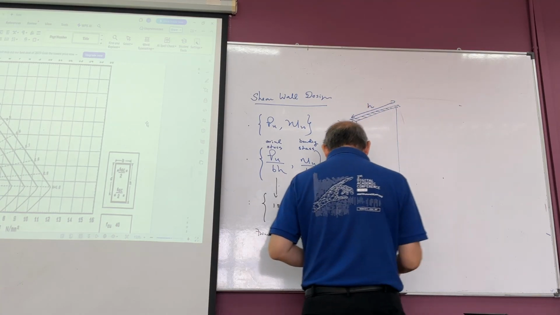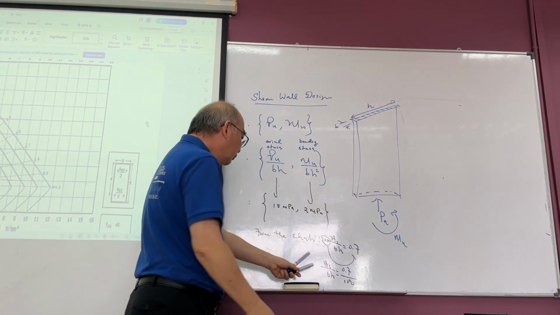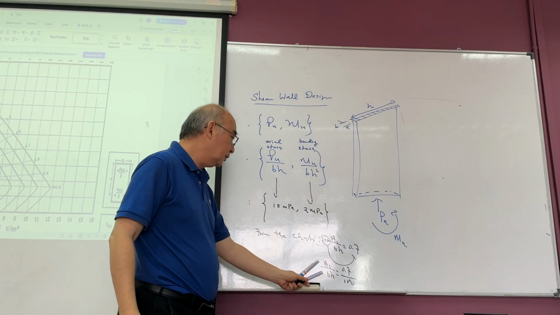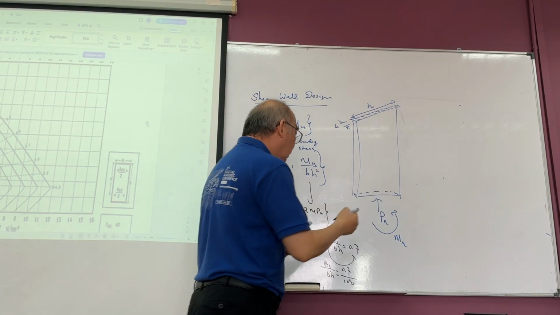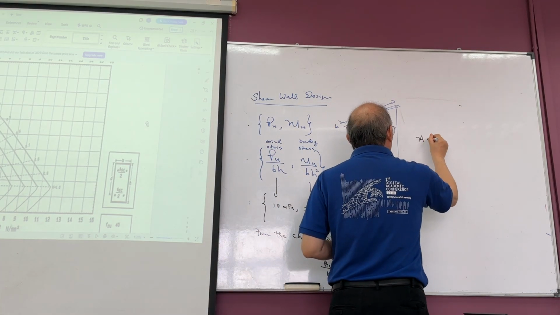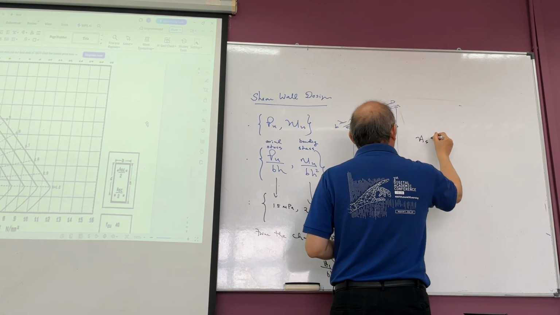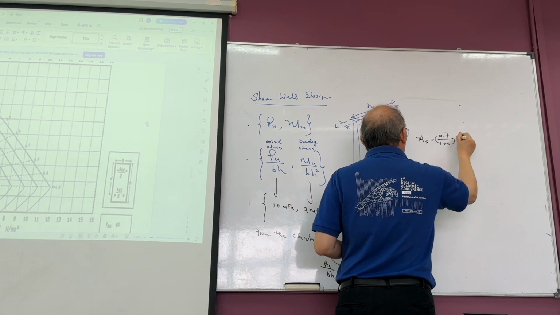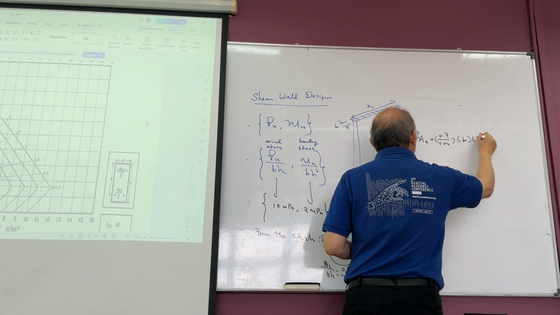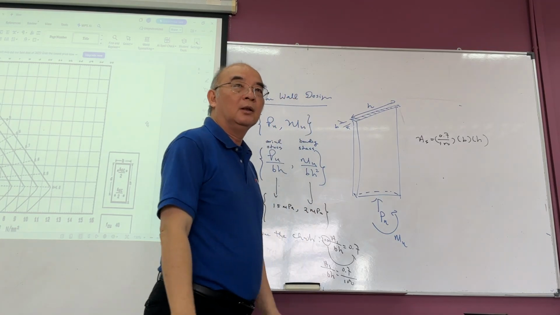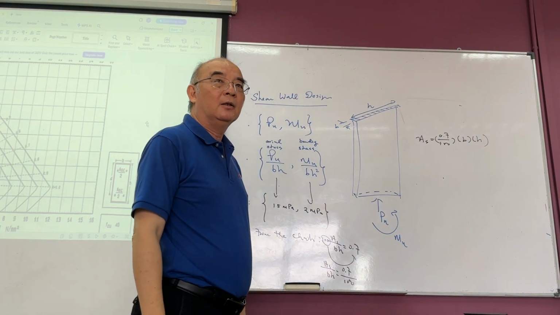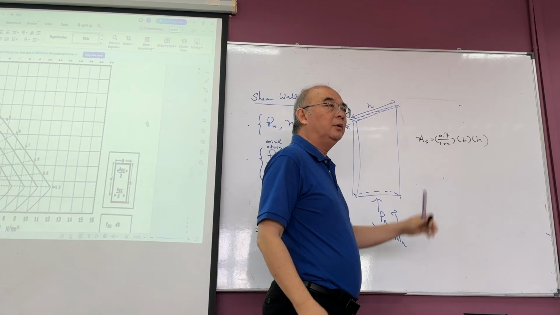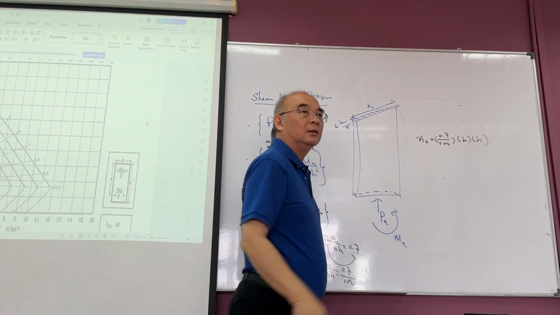Then we need to find AS. Correct? You need to find AS. So then your AS will be equal to 0.7 over 100 multiplied by BH. Okay? Then that gives you the AS, that means the amount of rebar that you need to put.